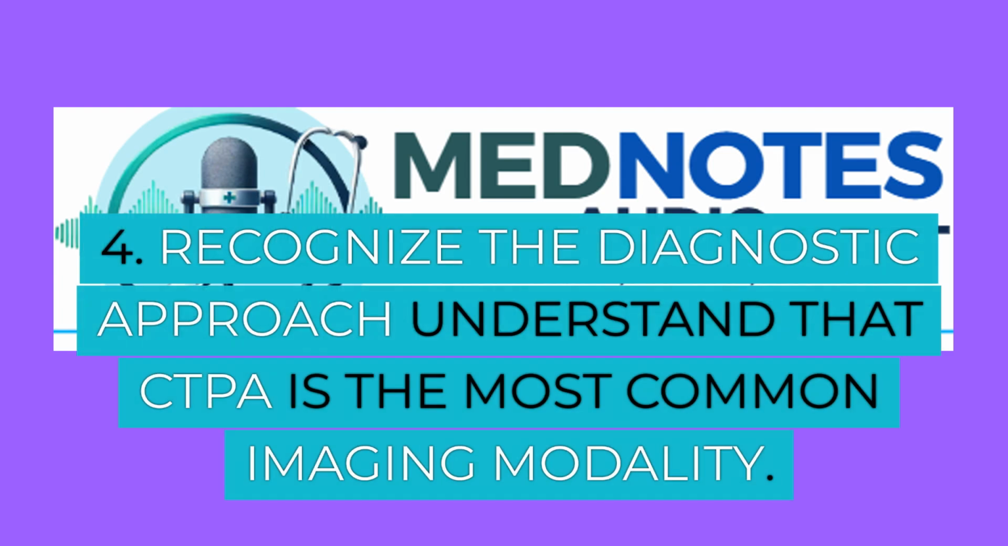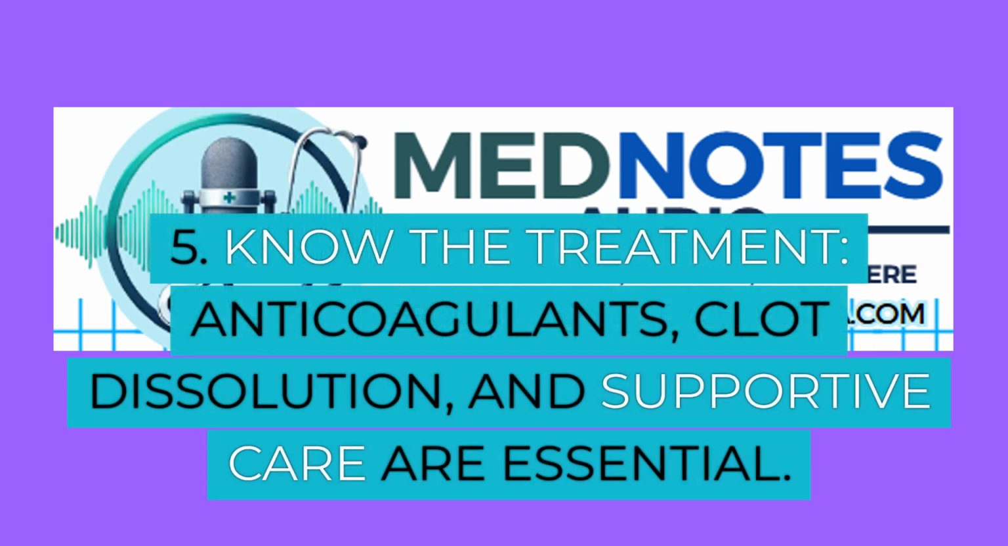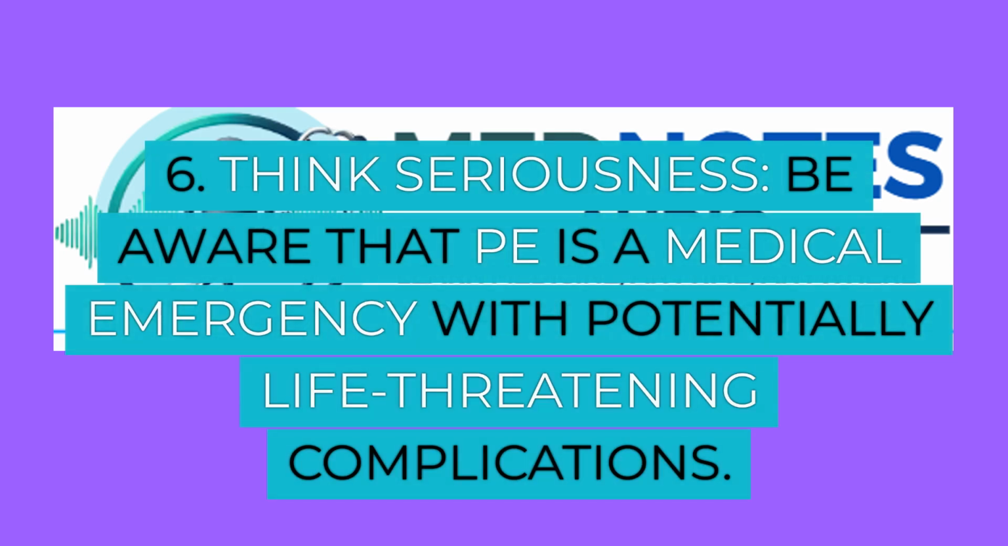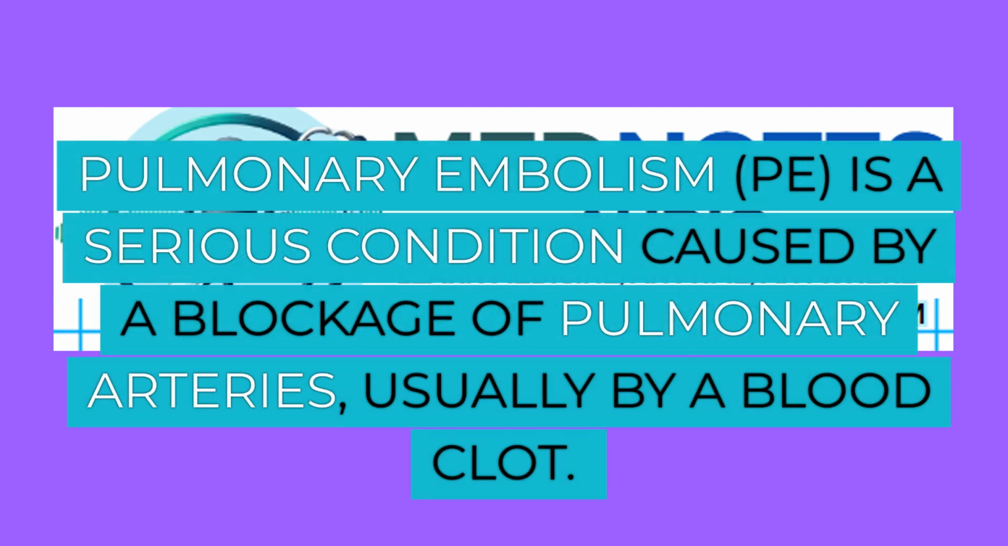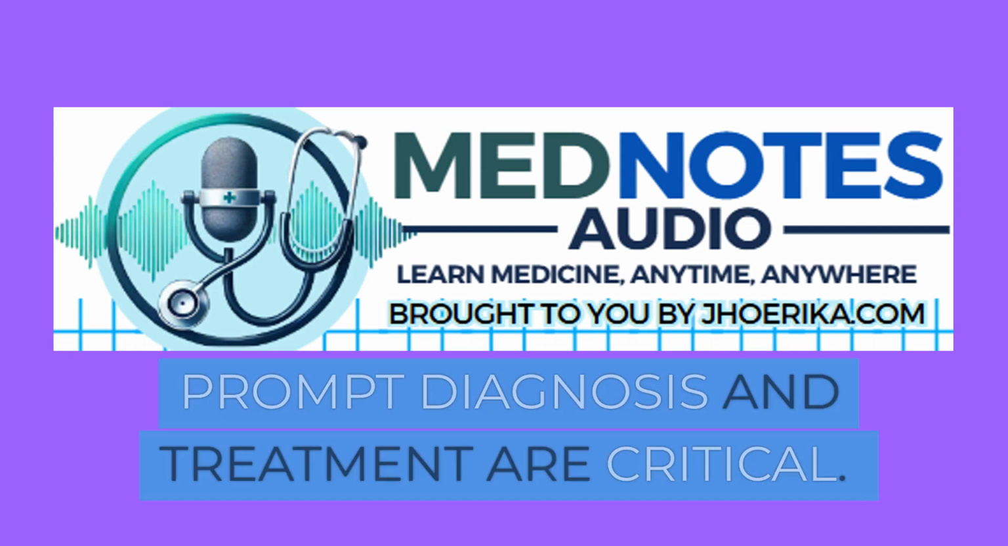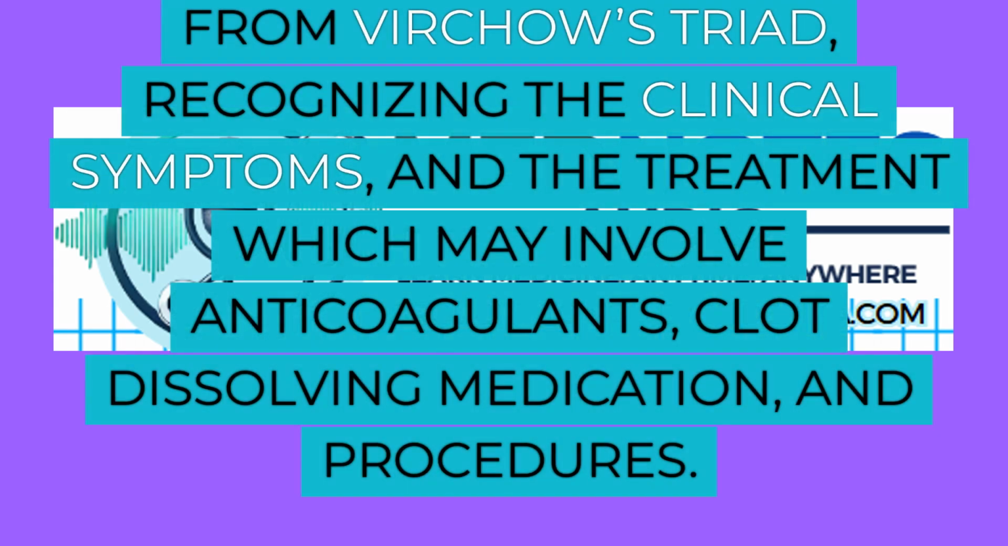Understand that CTPA is the most common imaging modality. 5. Know the treatment. Anticoagulants, clot dissolution, and supportive care are essential. 6. Think seriousness. Be aware that PE is a medical emergency with potentially life-threatening complications. In summary, pulmonary embolism, PE, is a serious condition caused by a blockage of pulmonary arteries, usually by a blood clot. Prompt diagnosis and treatment are critical. The 3 major concepts to understand are the risk factors for the condition, including the risk factors from Virchow's triad, recognizing the clinical symptoms, and the treatment, which may involve anticoagulants, clot-dissolving medication, and procedures.